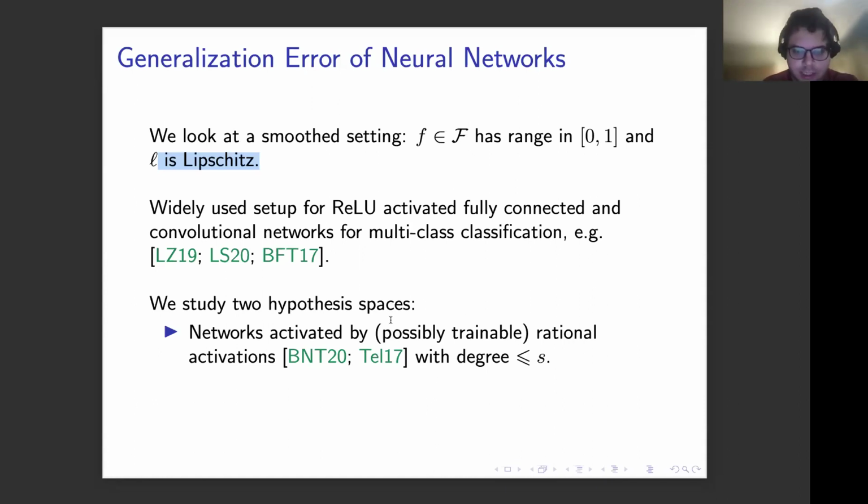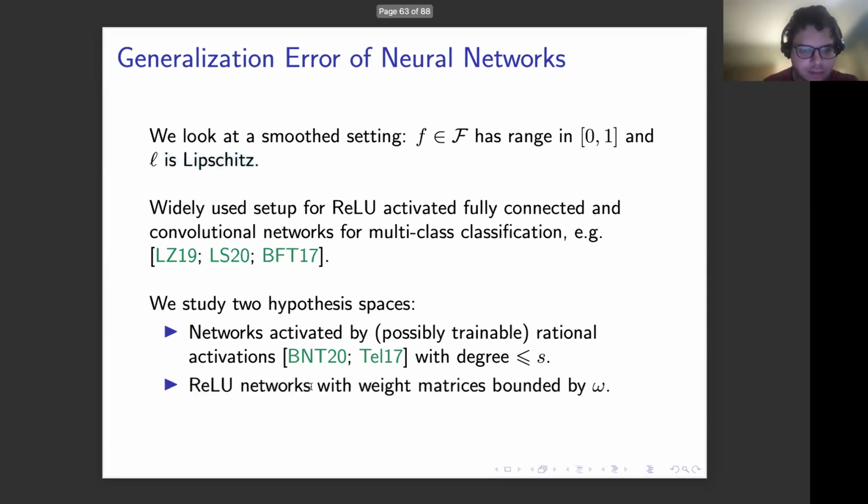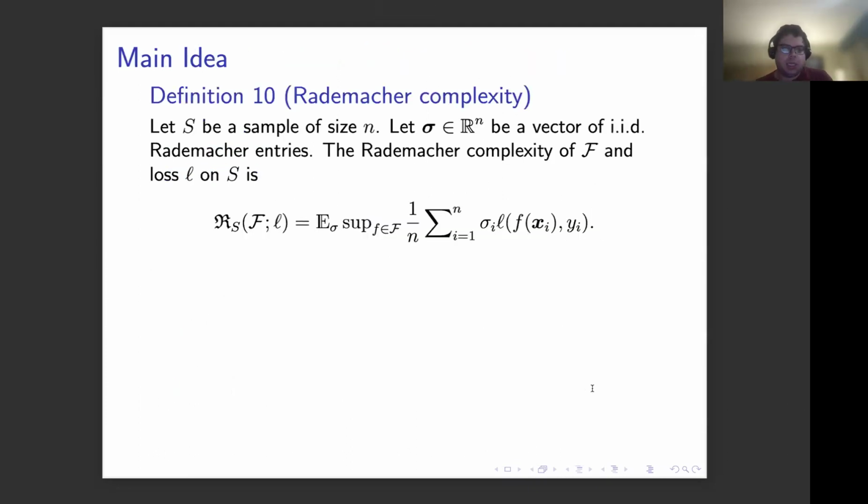Okay, and these rational neural networks were studied by some numerical analysts recently, and they actually can be quite performant. Also, we'll look at ReLU networks where the weight matrices are uniformly bounded. Okay, how do we tackle generalization error? Well, the Rademacher complexity is a standard tool.